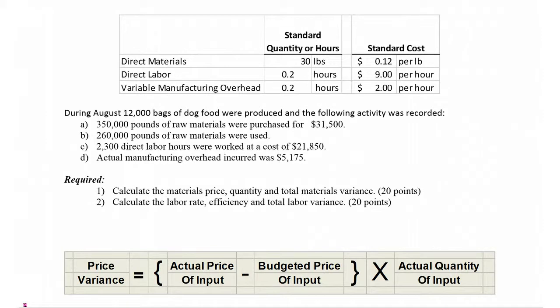All right, so now let's look at labor rate, efficiency, and then the total labor variance. Same formulas, really. The labor rate is still just a price variance. It's the price we're paying our employees. And the quantity, right, that's the same thing as the efficiency.